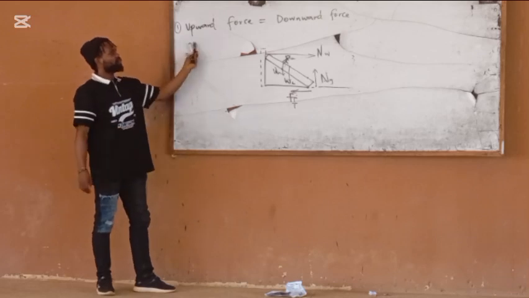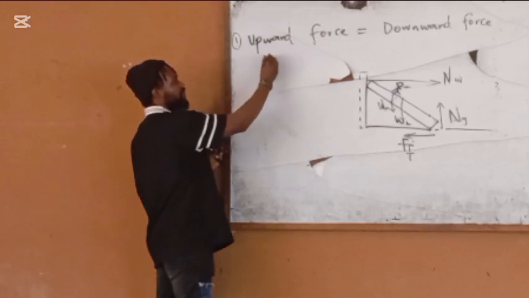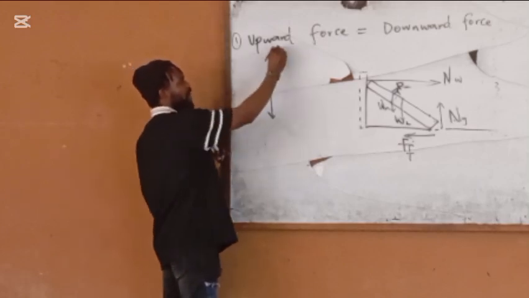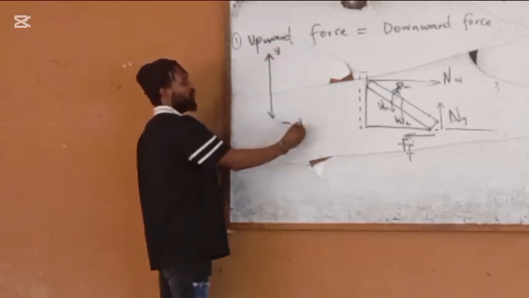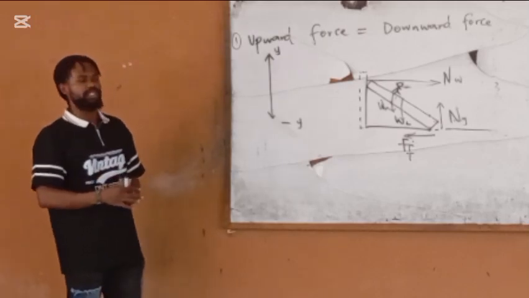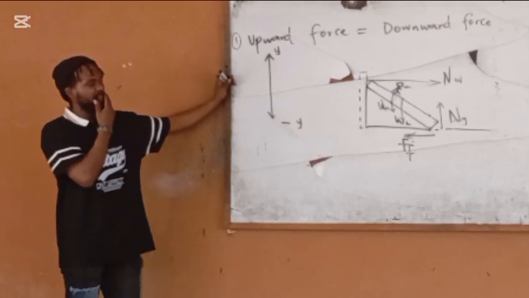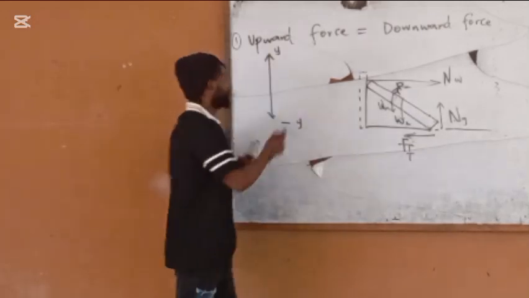So upward force equals downward force. Let's check. Let's say this is my y, this is my negative y. What are my upward forces? Let's check for the upward forces. What are the forces going upward in this case?